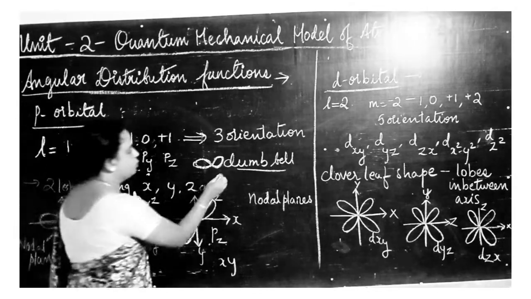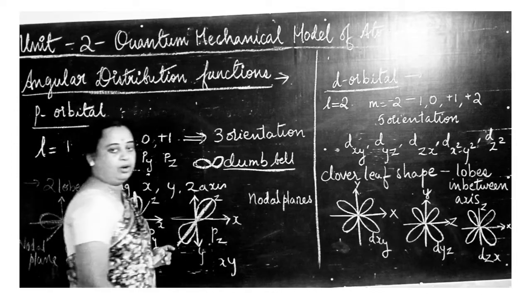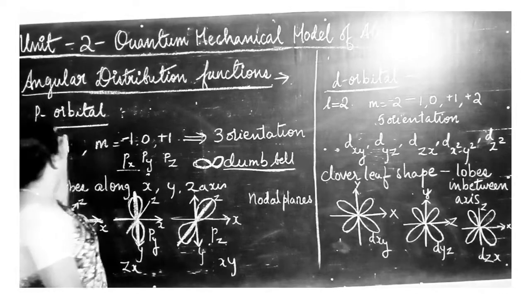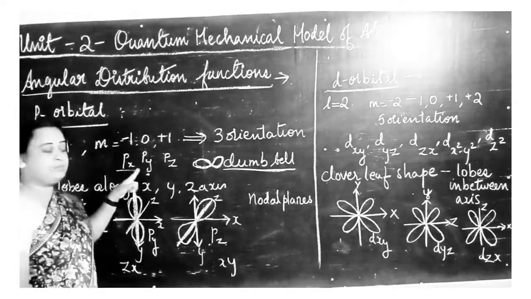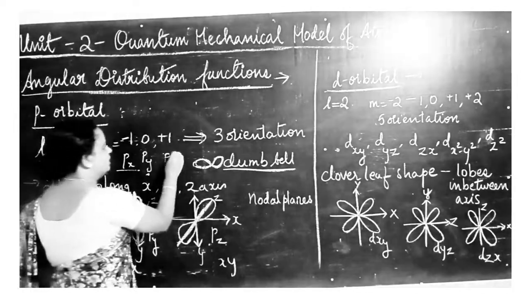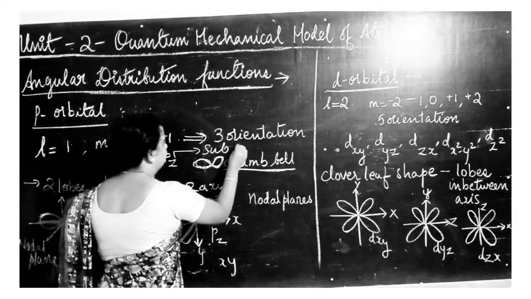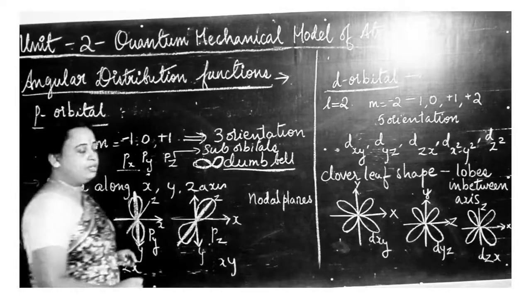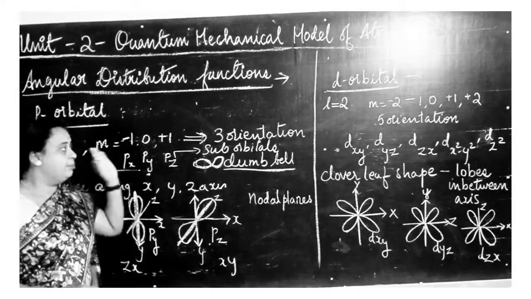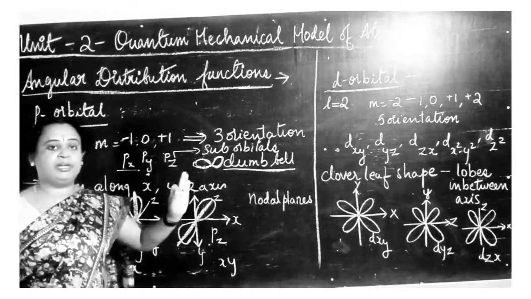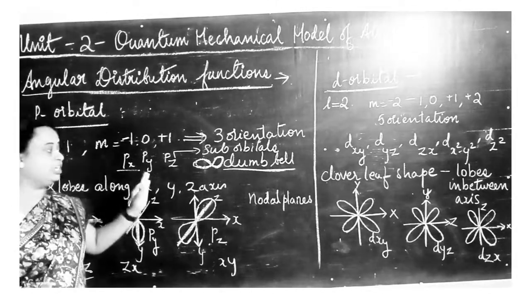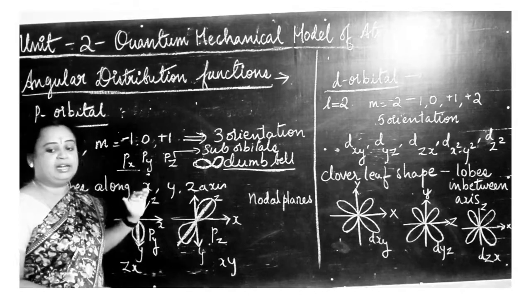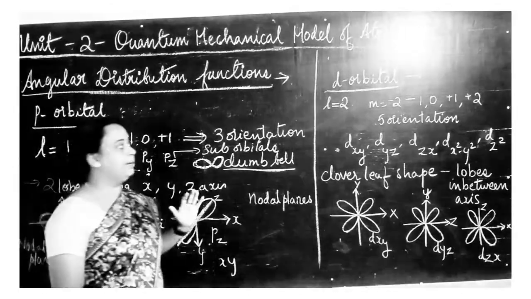The p orbital shape is always dumbbell, and there are three suborbitals. So p is the orbital, and px, py, pz are called the suborbitals. Because there are three orientations in the p orbital, corresponding to those three orientations the suborbitals are there. So px, py, pz are the suborbitals.